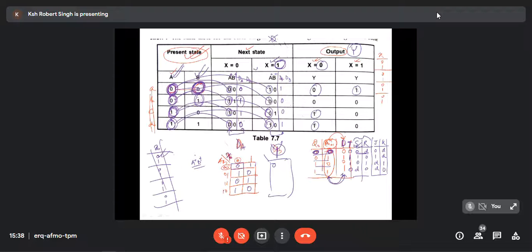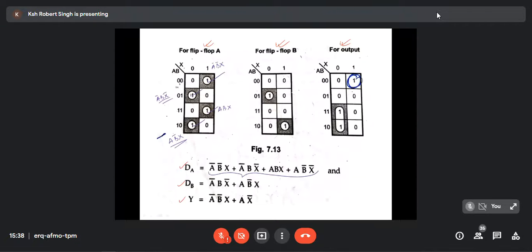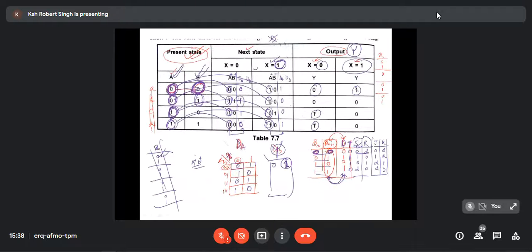One of the places where Y will become 1 is when input is 1, and present state is as shown. Here we get 1 in the output Y. See, here we are getting 1 in the output Y. So you can also easily write Y, no? Y is only one output. Can you understand? Yes, sir.